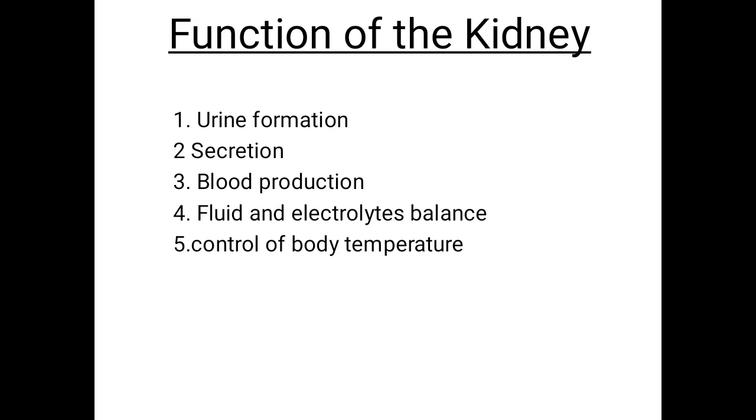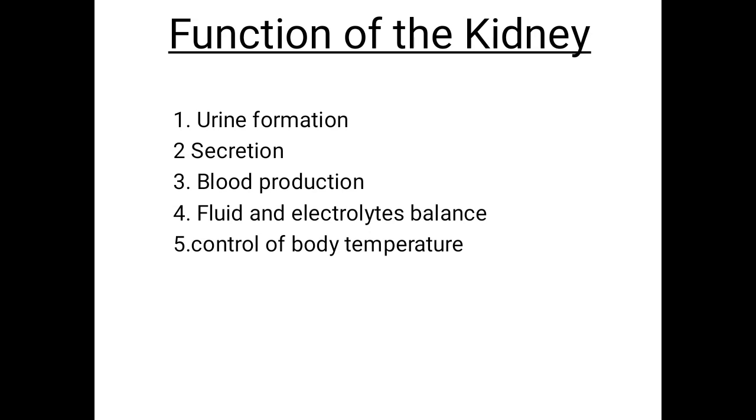In a case where I've got excess fluids in the body, antidiuretic hormone won't be released. So the flow at which urine will be passing through the loop and the convoluted tubules will be increased, thereby promoting diuresis and balancing the fluids in the body. And then number 5, I've got control of body temperature.